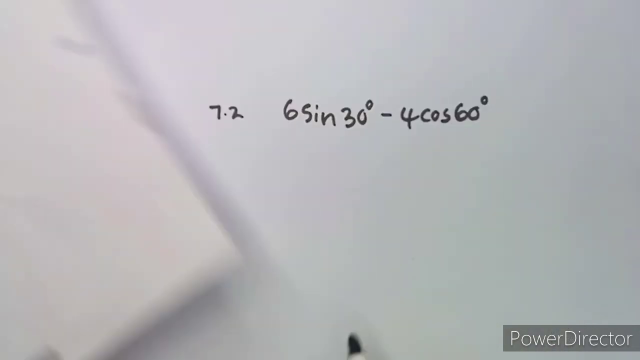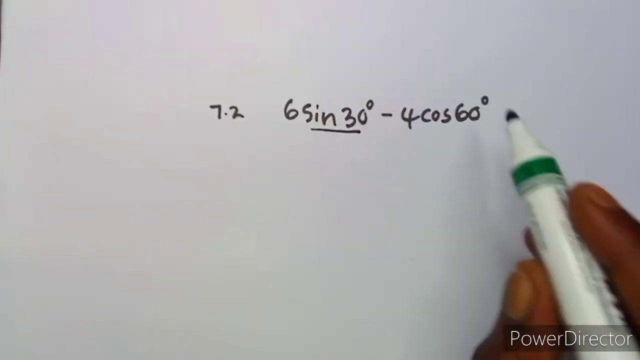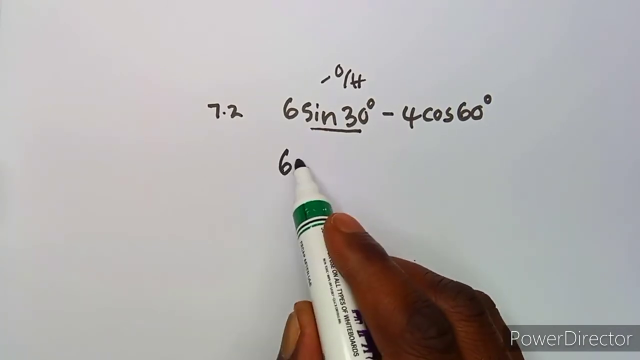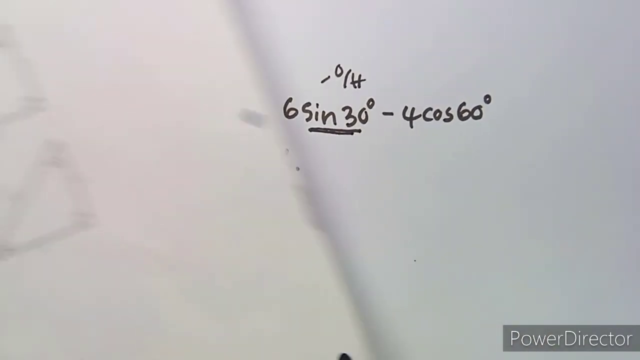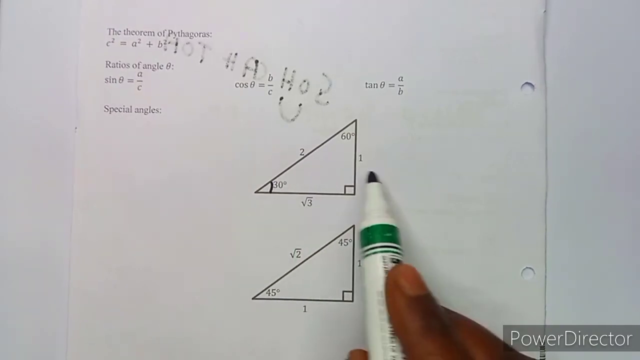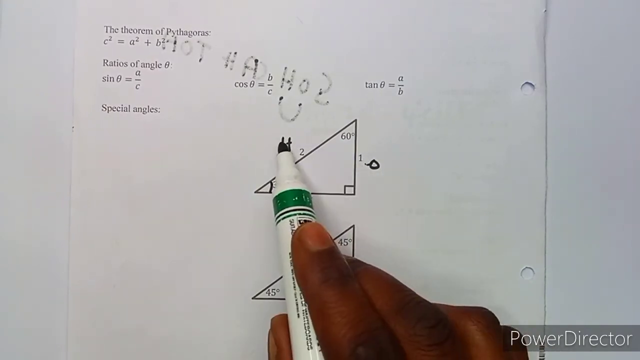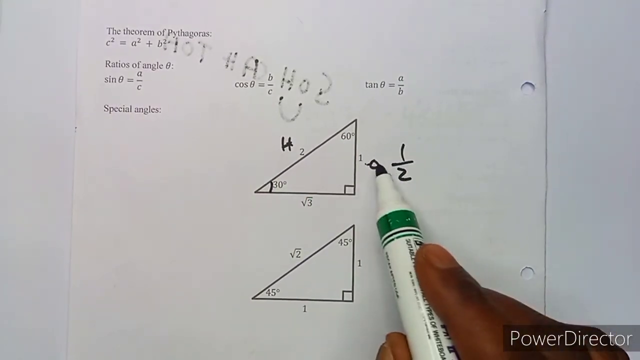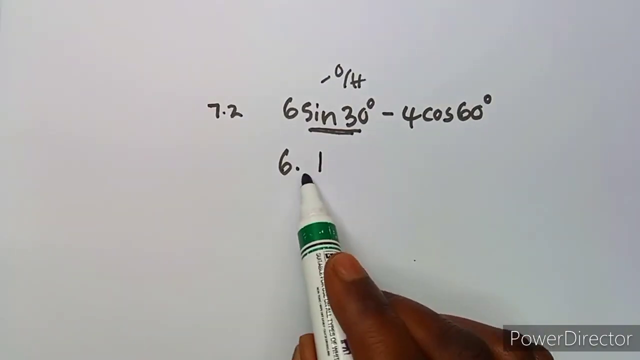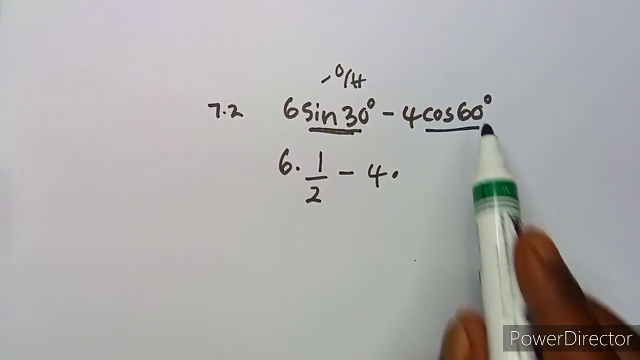Okay, so the question is 6 sine 30. Remember, we said sine is opposite over hypotenuse. So it's going to be 6 times sine 30. We go back to the diagram here. This is sine 30. According to this 30, this is the opposite, and this is the hypotenuse. So it's 1 over 2, opposite over hypotenuse. So you're going to obtain 1 over 2. So it's 6 times 1 over 2 minus 4 times cos 60 degrees.